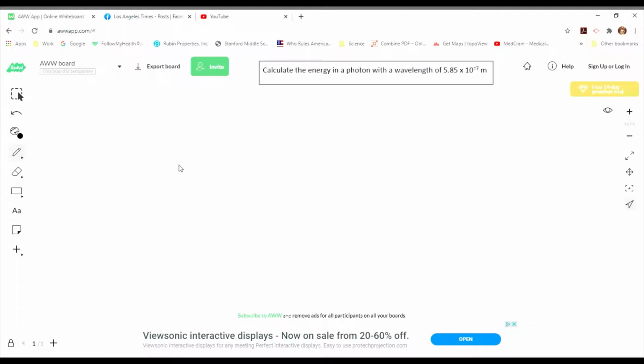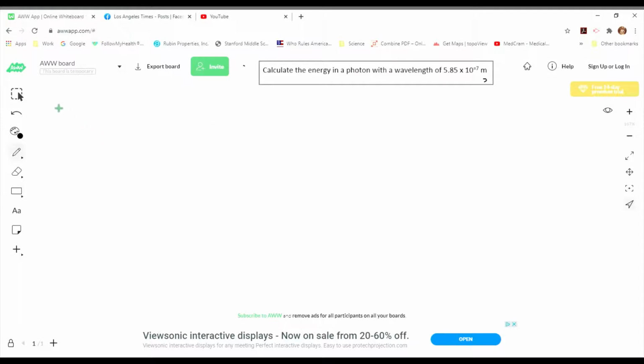Okay, for problem number 3, we're going to look for something a little different. Well, we're actually looking for the same thing, but we're given a little bit different information. This problem says, calculate the energy in a photon with a wavelength of 5.85 times 10 to the negative 7th meters. That's a typical wavelength for visible light, roughly in the 10 to the negative 7 meters, or what we call nanometers, and we'll do another problem with nanometers in just a little bit.